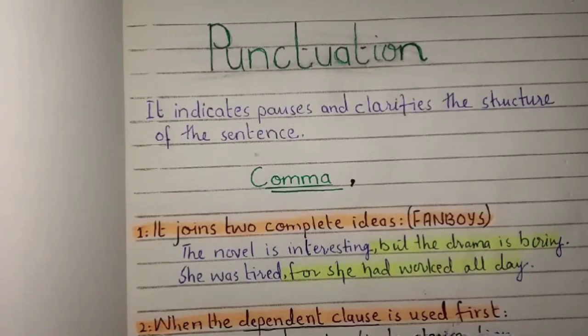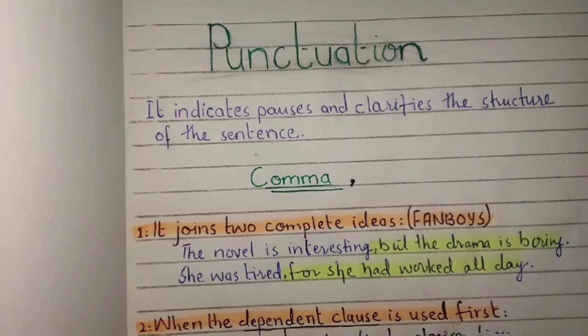Our today's topic is punctuation. Punctuation means the symbols which are used in writing in order to clarify the structure of the sentence. The main function of punctuation is that it prevents ambiguity in the clauses or sentences. Okay, there are different kinds of punctuation.